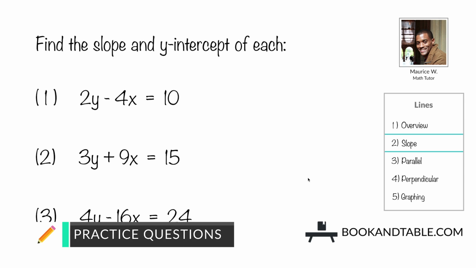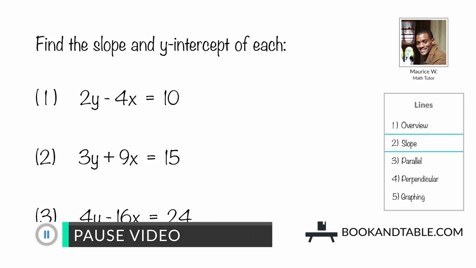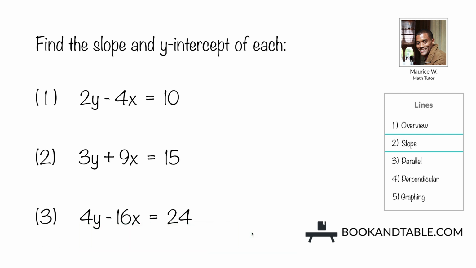Let's have you try a few practice questions. Find the slope and y-intercept of each. Question number 1. 2y minus 4x is equal to 10. Question number 2. 3y plus 9x is equal to 15. And question number 3. 4y minus 16x is equal to 24. Pause the video, answer these questions, and then press play when you are ready to begin.